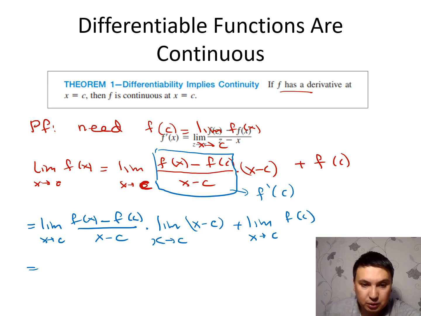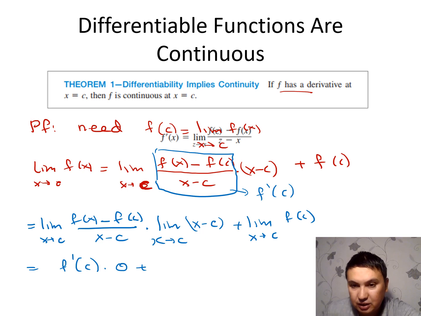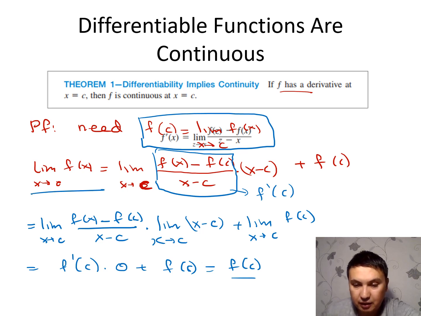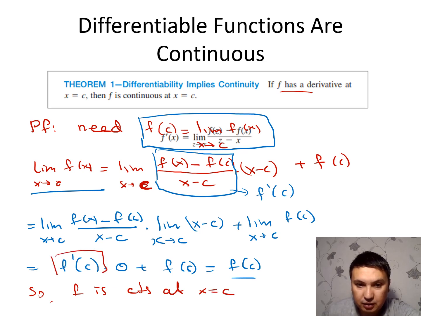Now the first one goes to, as we said, f prime of c. For the second one, x goes to c means x minus c goes to 0, plus f of c is just a constant, so this is simply f of c. This is what we wanted, this identity. Indeed, we started from the right hand side and arrived at the left hand side. So we conclude that f is continuous at x equal to c, if the derivative exists. We assume the derivative exists and get continuity.